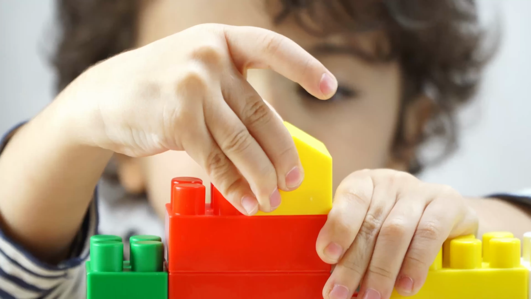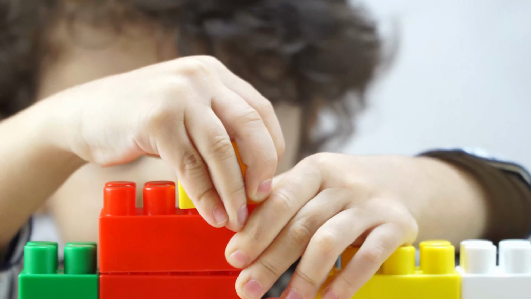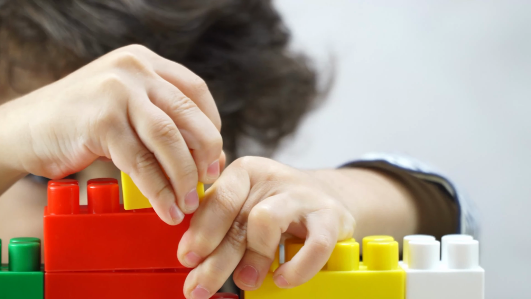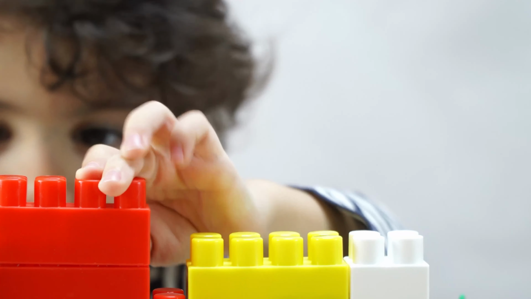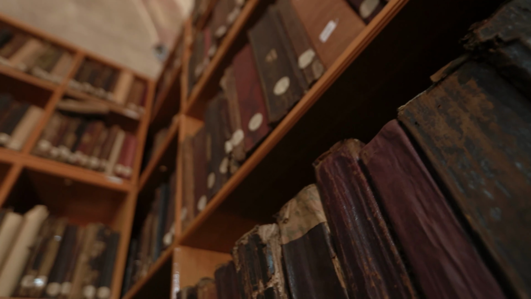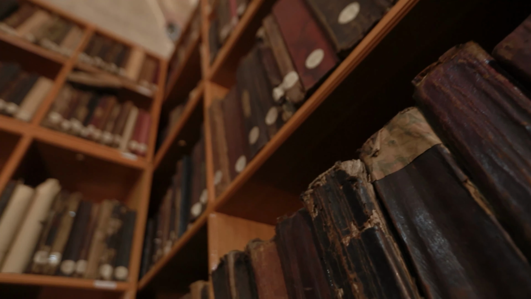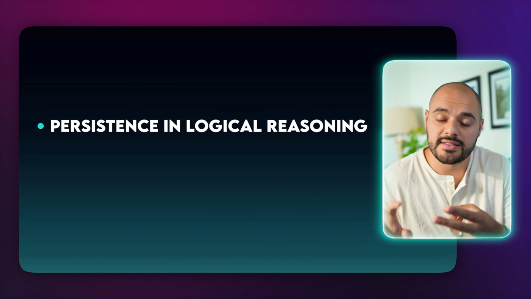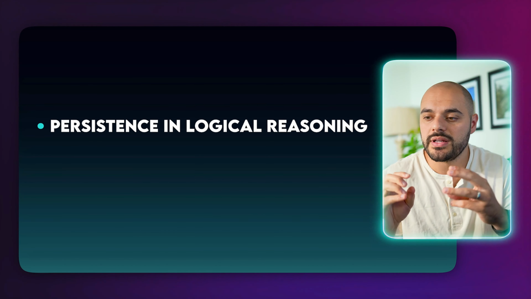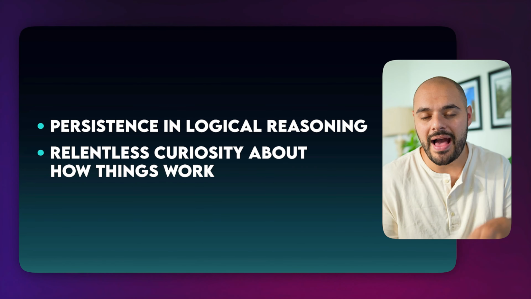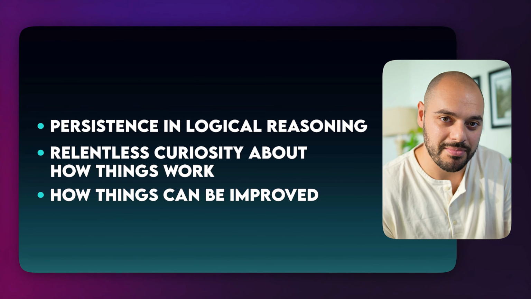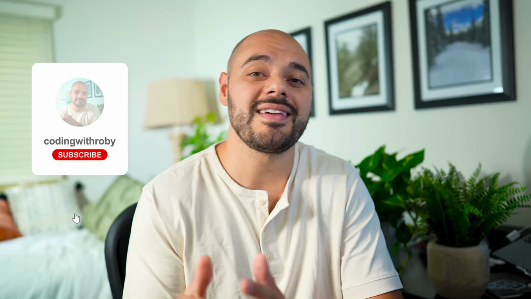So essentially, just remember that thinking like a programmer isn't just about knowing how to code. It's about problem solving. It's about having a mindset that cultivates deep thinking and allows others to grow and understand what you're thinking as well. It's essential to have persistence and logical reasoning and relentless curiosity about how things work and how things can be improved. Follow these steps and you'll be thinking like a software engineer in no time.